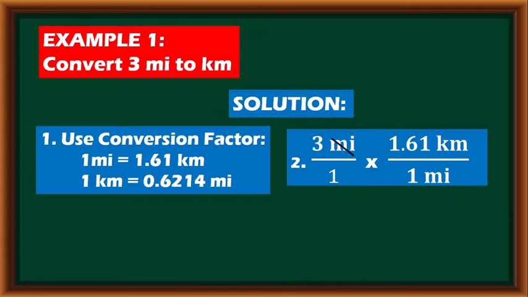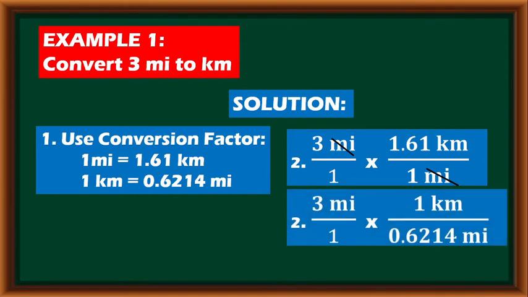So, cancel out mile and mile. So, ang lalabas dyan ngayon ay 3 times 1.61 kilometers. Okay? So, what is 3 times 1.61 kilometers? Mamaya, ipapakita ko yung kanyang final answer. Ito naman yung ating second solution. Okay? So, pwede ninyong gamitin either of the two.